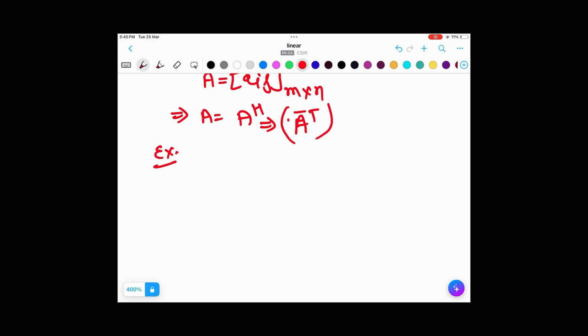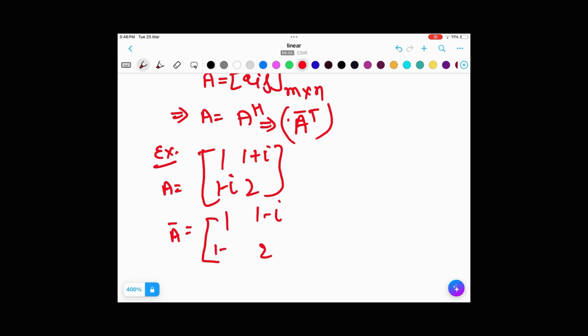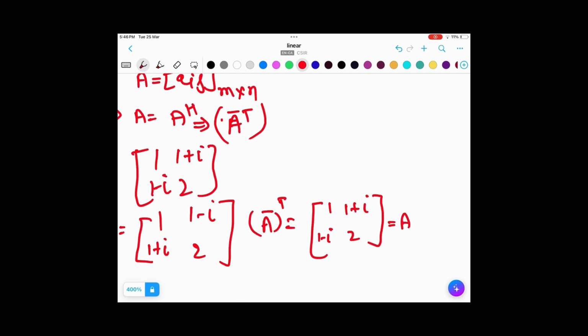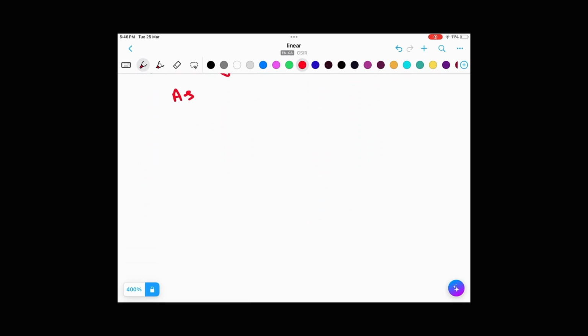We take an example of a Hermitian matrix. We choose the matrix [1, 2; 1 plus iota, 1 minus iota]. First we conjugate it. Now A bar equals [1, 2; 1 minus iota, 1 plus iota]. Now the transpose of A bar is [1, 1 plus iota; 1 minus iota, 2]. It is equal to A. So clearly we can say that A is a Hermitian matrix.